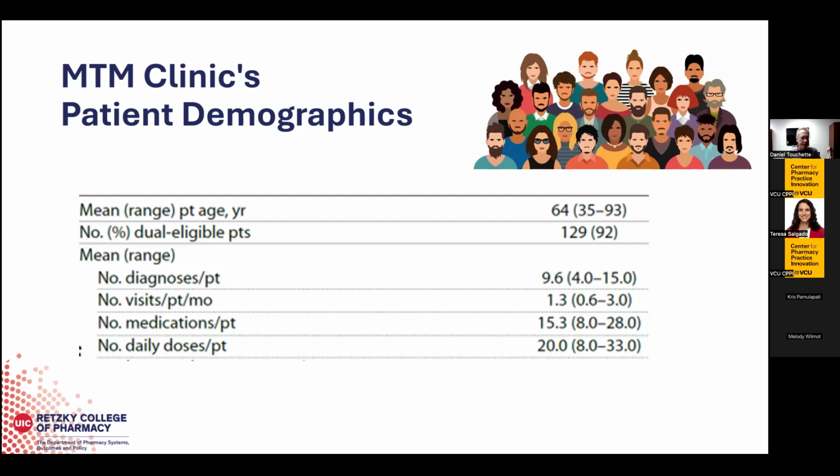And here the mean number of diagnoses per patient is just under 10. The number of visits per month is just over 1. The number of medications per patient is around 15, and the number of daily doses per patient is about 20 doses. So this is a population who has multiple comorbidities, multiple issues that need to be addressed. And often, although it's not shown here, patients have difficulty with adhering to their medication regimen.